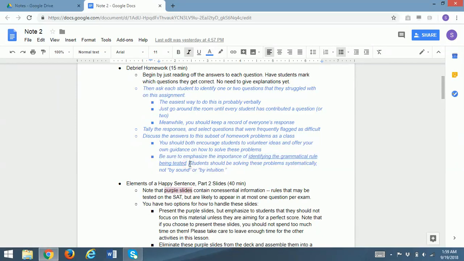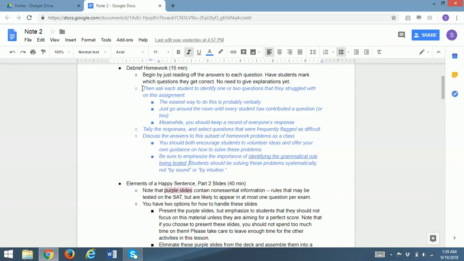The students shouldn't be answering these questions by feel or by intuition. They should be answering them by rigorously identifying the rule and then going through the answers and seeing which conforms to the rule they've learned. So that's one suggestion for how you might handle the homework.